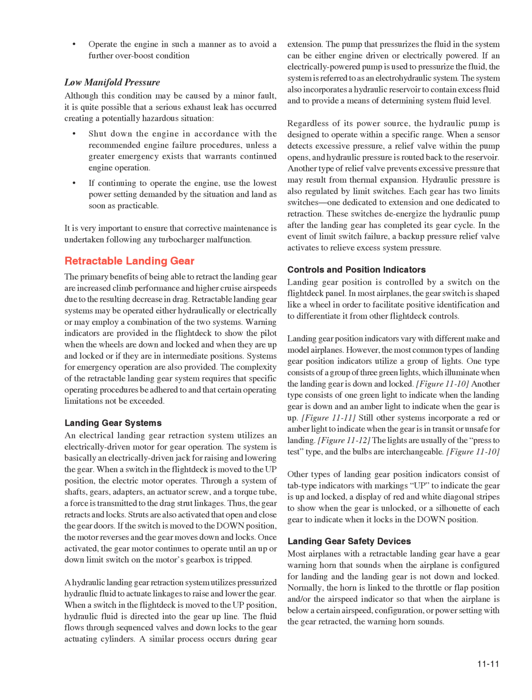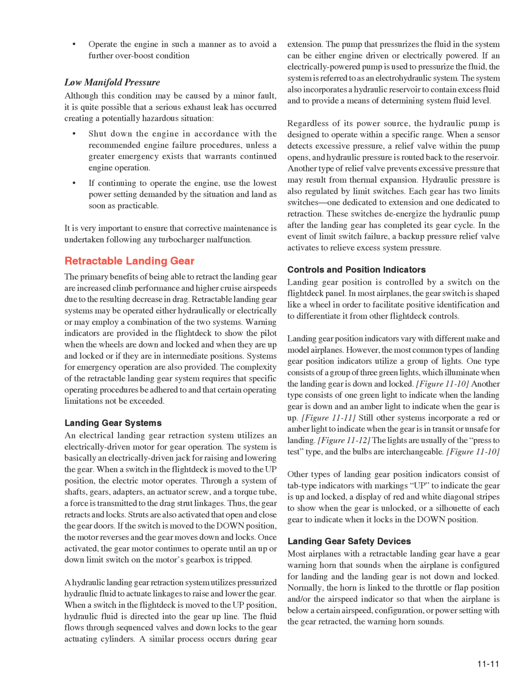One type consists of a group of 3 green lights, which illuminate when the landing gear is down and locked. Figure 11.10. Another type consists of one green light to indicate when the landing gear is down and an amber light to indicate when the gear is up. Figure 11.11. Still other systems incorporate a red or amber light to indicate when the gear is in transit or unsafe for landing. Figure 11.12. The lights are usually of the press-to-test type, and the bulbs are interchangeable.